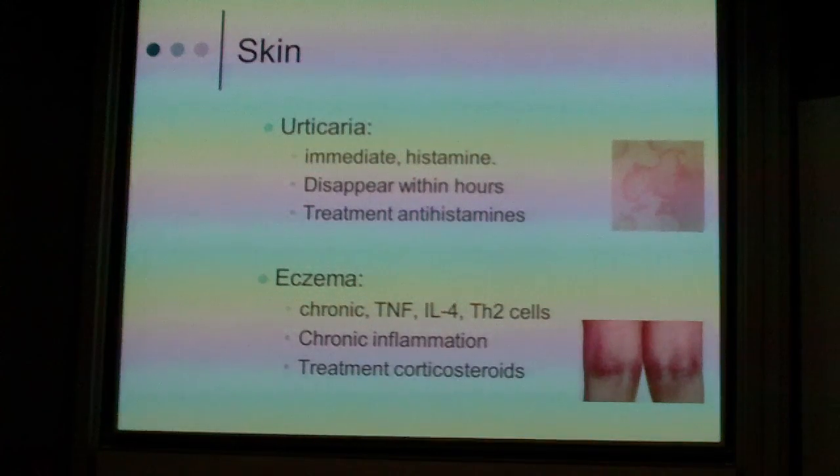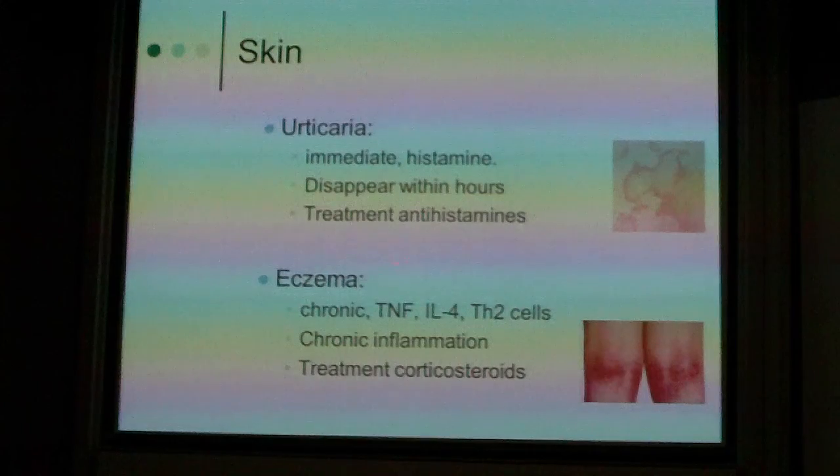So in the skin, and that will also be related to the research seminar, you will recognize the allergic response by the development of urticaria. You can see it over here. It's a kind of rash with some hives present in the skin. It's an immediate reaction based on histamine production. It disappears within hours, and the treatment is, of course, like all those type 1 allergies, antihistamines, if it's not a very severe immune response.